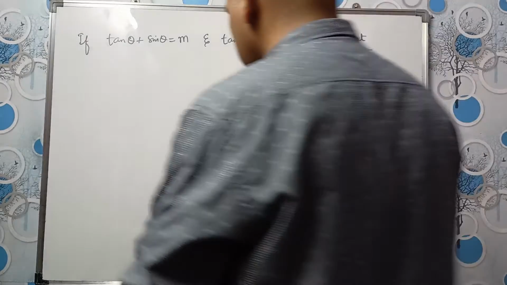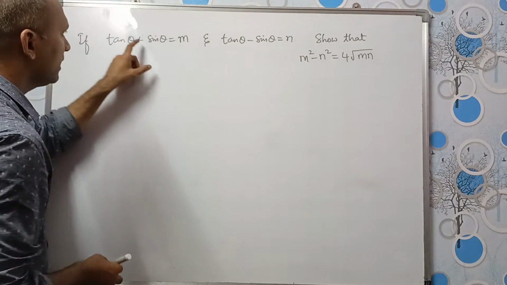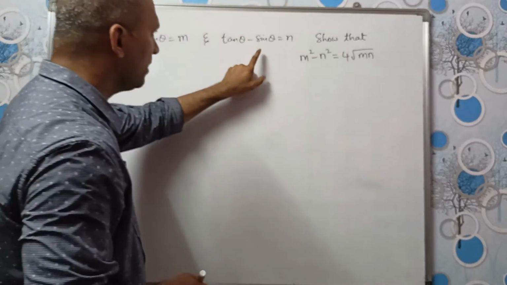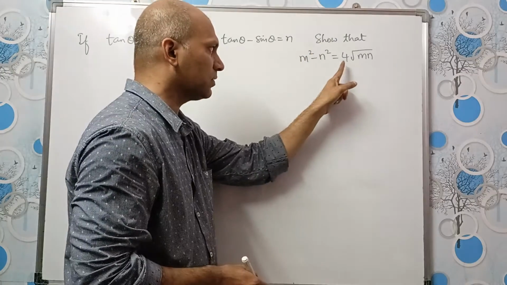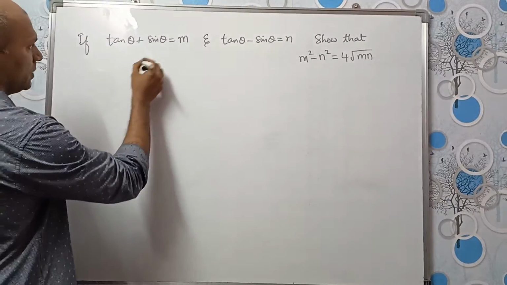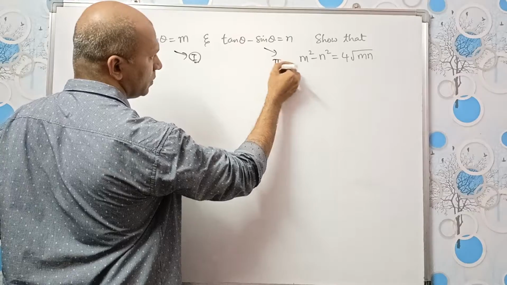Let us solve this problem. This will be the last problem in this video. If tan theta plus sine theta is equal to m and tan theta minus sine theta is equal to n, show that m square minus n square is equal to 4 root of mn. Okay. So see, let this be equation 1 and let this be equation 2.